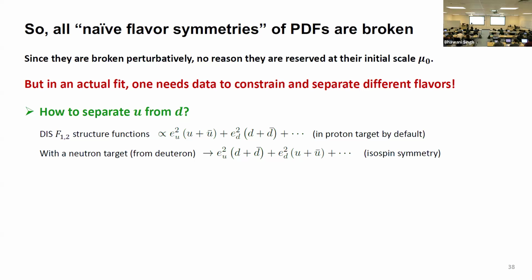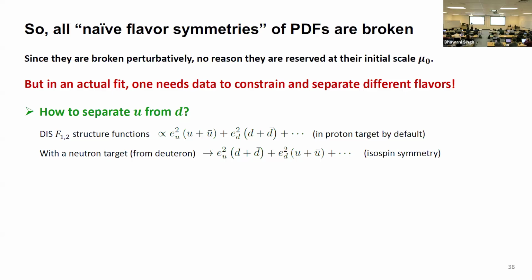For example, we have DIS, we have F1, F2 structure functions. And these F1 and F2 are proportional to the charge-squared weighted U plus U bar and D plus D bar, etc. So if you only have F1 and F2, you cannot separate U from D. And to answer your question, both F1 and F2 have these combinations. So if you have both F1 and F2, you cannot separate U from D, because they depend on PDFs all in the same way.